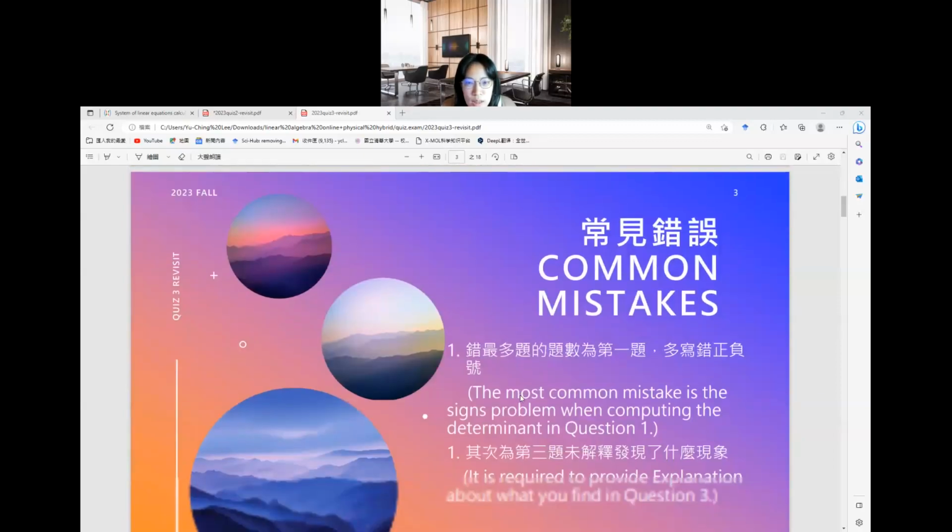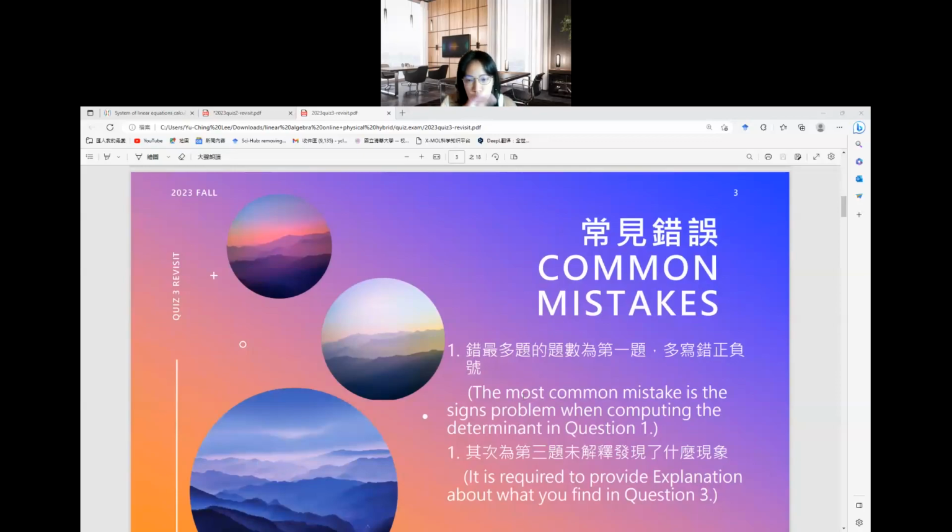And what are the mistakes made for this quiz 3? As you can see, the questions were selected from our homework problems, so most of the students did quite well, but there are a few small mistakes. The first mistake, which is the most common mistake, is the sign used for question 1 when computing the determinant. So basically there's a plus minus checkerboard pattern for the cofactor expansion in the process of computation of the determinant.